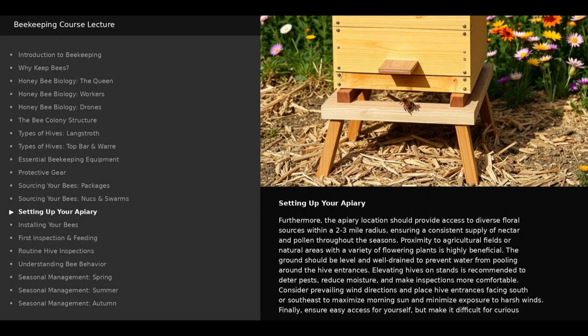Consider prevailing wind directions and place hive entrances facing south or southeast to maximize morning sun and minimize exposure to harsh winds. Finally, ensure easy access for yourself, but make it difficult for curious animals or unauthorized individuals. Thoughtful apiary setup creates a safe, productive, and harmonious environment for your bees and a practical workspace for you, laying the groundwork for successful beekeeping.